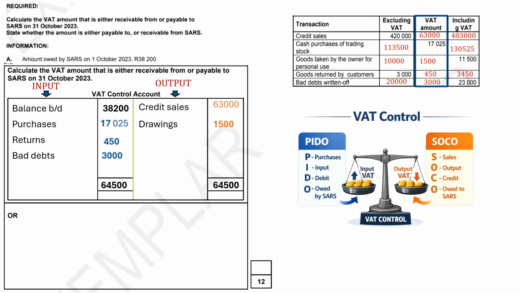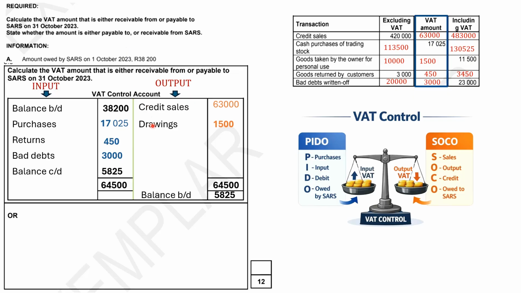Now you do your balance carried down and your balance brought down. So your balance carried down will be 5,825 and your balance brought down is 5,825. And like I said when we started, if our balance brought down is on the credit side, this is the amount owed to SARS. If our balance brought down was on the debit side, it was going to be amount owed by SARS. So since it's amount owed to SARS, this will be an amount payable to SARS. It's the same thing, owed to SARS, payable to SARS.